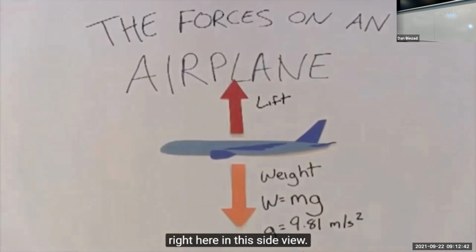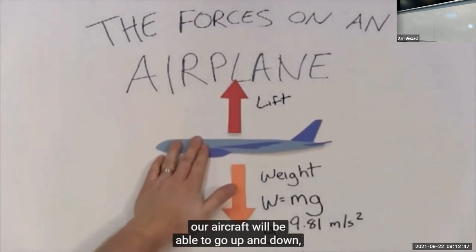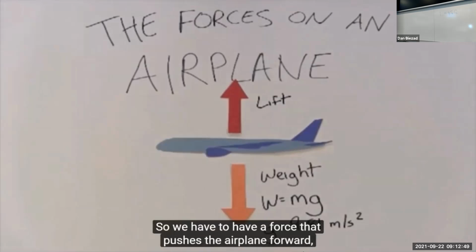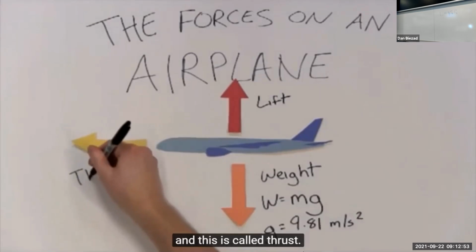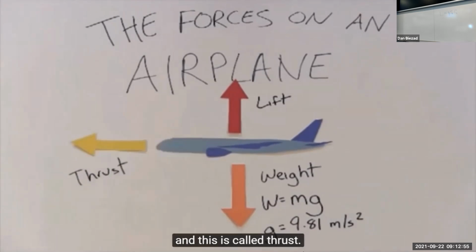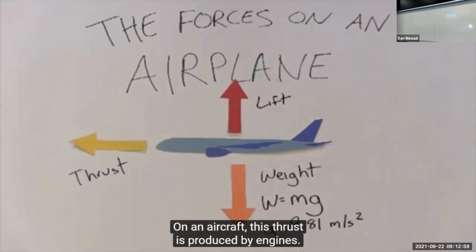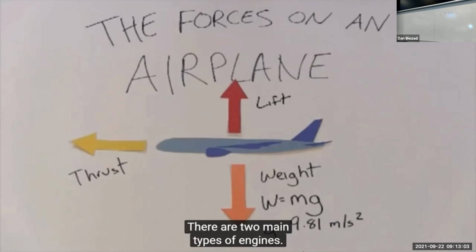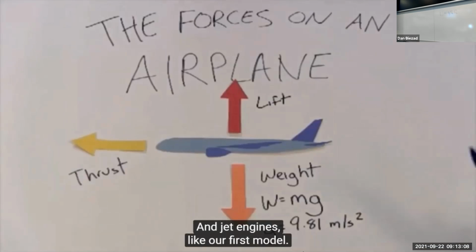Sorry. Now, if these are only two forces, our aircraft will be able to go up and down, but it won't go anywhere. So we have to have a force that pushes the airplane forward, and this is called thrust. All vehicles have thrust, otherwise they wouldn't go anywhere like our airplane. On an aircraft, this thrust is produced by engines. There are two main types of engines. We have propellers, like this little guy right here, and jet engines, like our first model.